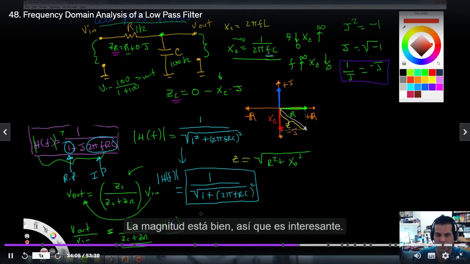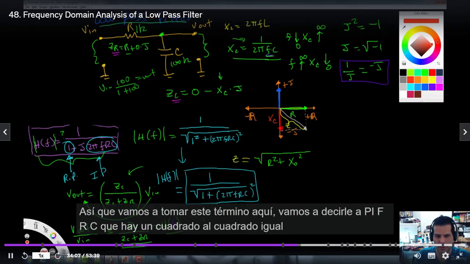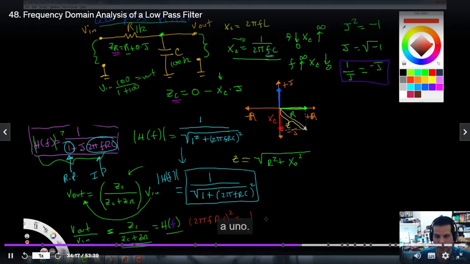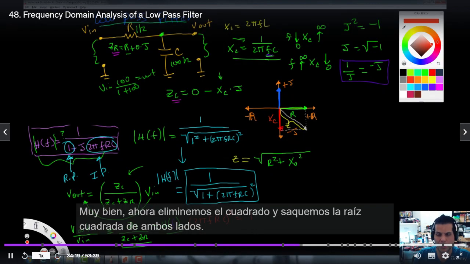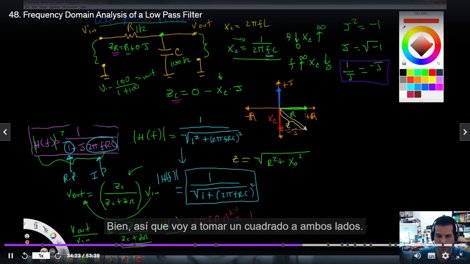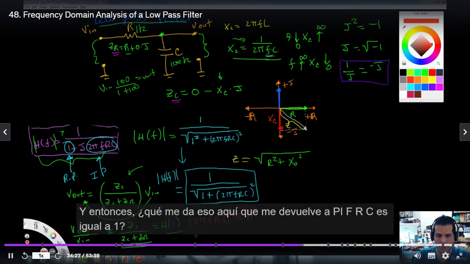Okay, so that's kind of interesting. So we're just going to take this term here. We're going to say (2πfRC)² = 1. All right, so now let's get rid of the square. So I'm going to take the square root of both sides. And what does that give me here? That gives me back 2πfRC = 1.